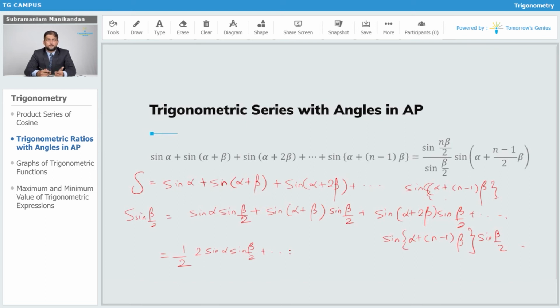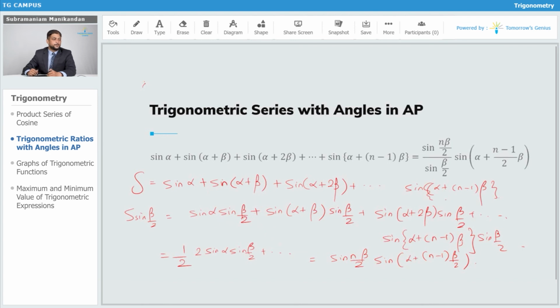So this becomes a telescopic series and all the terms in between will get cancelled, and finally we have something of the type cos C minus cos D, which again we apply the transformation formula for difference of two cos terms to product, and finally we end up with sine n beta by 2 sine alpha plus n minus 1 beta by 2. Dividing both sides by sine beta by 2, we get the result.